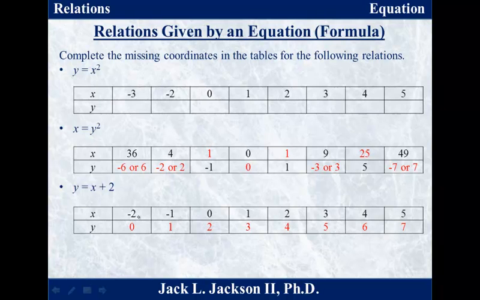And this is x plus 2. Negative 2 plus 2 is 0, negative 1 plus 2 is 1, and so forth. So you can see those there. I'll go back and fill this out before I print it out, so you have it for your printout.